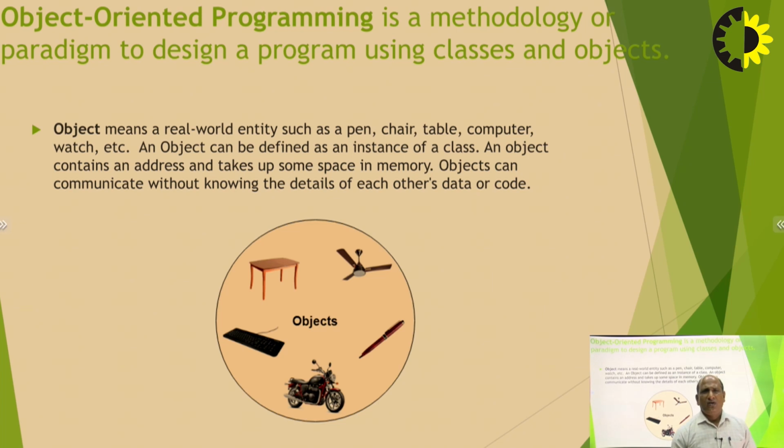It shows some different behavior when it is in the on state, and different behavior when it is in the off state. So we can create the attributes as variables and behavior as functions, and we put these within a class. We can say that the class is a collection of some attributes and behavior, a template for creating similar types of objects. So we can say that an object is an instance of the class. When the class is instantiated, that is also called an object, and the object contains an address and takes up some space in memory. Objects can communicate without knowing the details of each other's data or code.